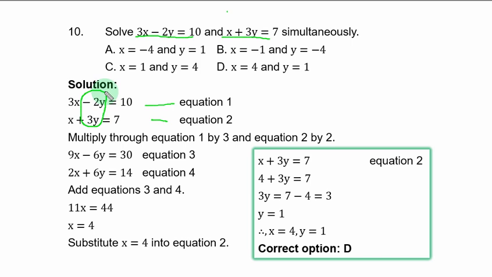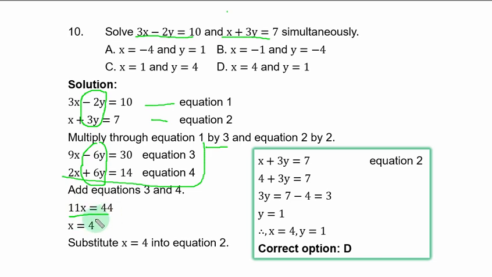To achieve 6 from equation 1, you multiply through equation 1 by 3 and through equation 2 by 2, and that gives equation 3 and 4. Here you add because the coefficient of y, they have opposite signs in both equations. If the signs are opposite, you add. If the signs are the same, you subtract. So if you add, you have 11s equal to 44.